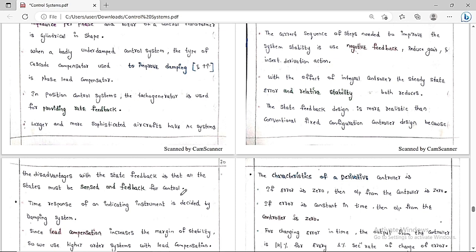So this is the only disadvantage. Here, this is not the explanation; they are basically telling you some important point here.